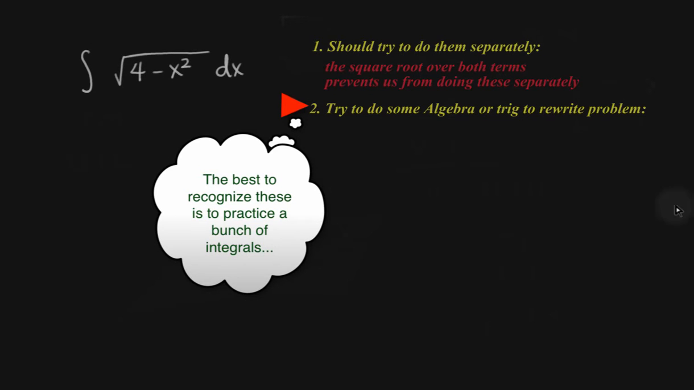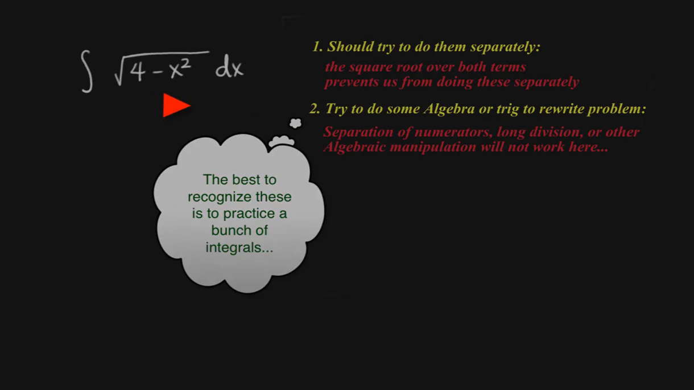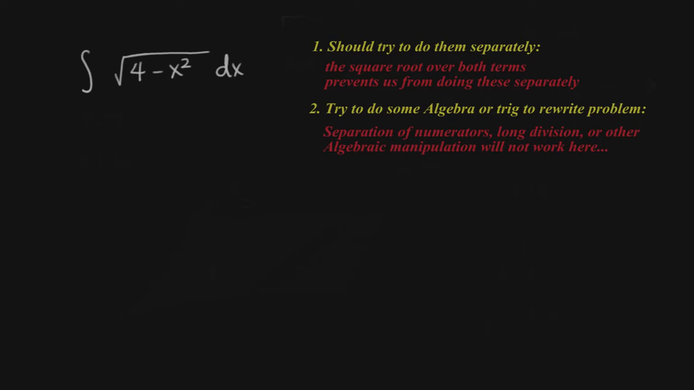There's no long division, or separation of numerators, or any other type of algebraic manipulation that you can do to rewrite this problem. If there were, you could rewrite it and then do that integral. All right, so there's no trig here, so we can't use any trig identities. So we move on to the next weapon in our arsenal against integration.